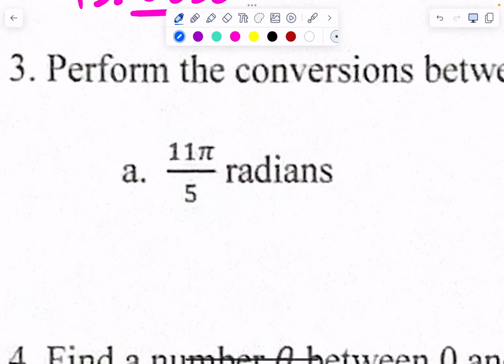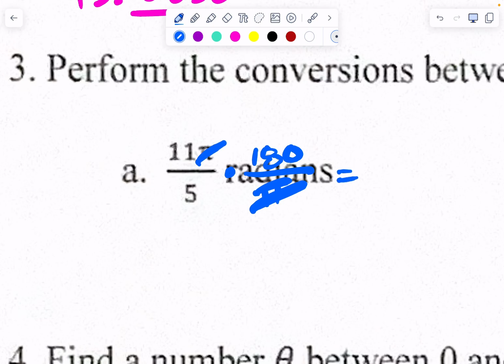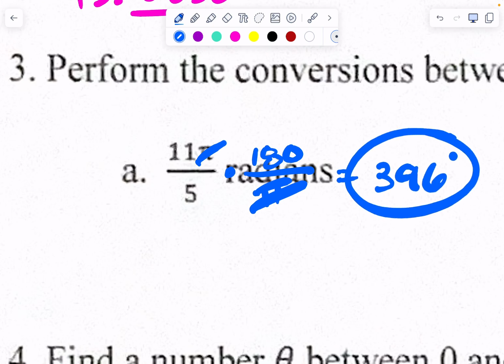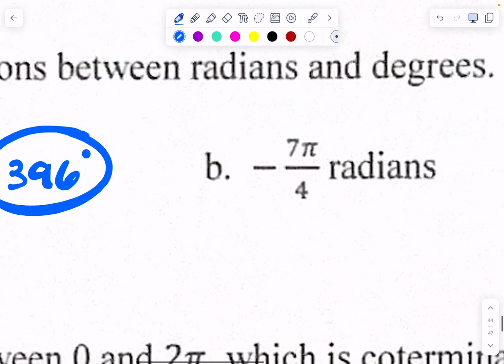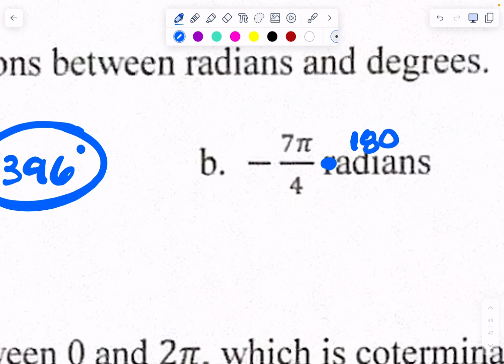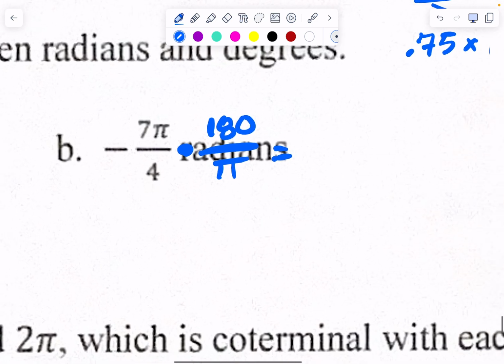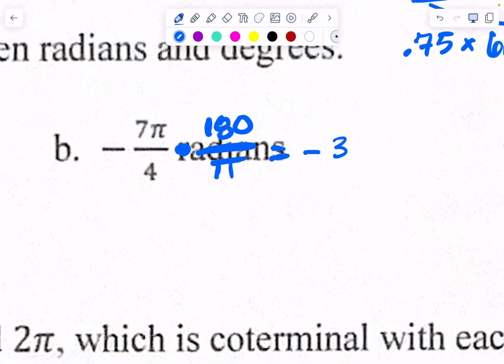Converting from radians to degrees and degrees to radians, the conversion is times either pi over 180 or 180 over pi. Which one goes for part A? 180 over pi. So pi is going to go on the bottom, and I'm just going to take 11 times 180 divided by 5, and you should get 396 degrees. Not too bad, right? Do the same thing here, times 180 over pi, and you should get negative 315 degrees. Don't forget the negative.